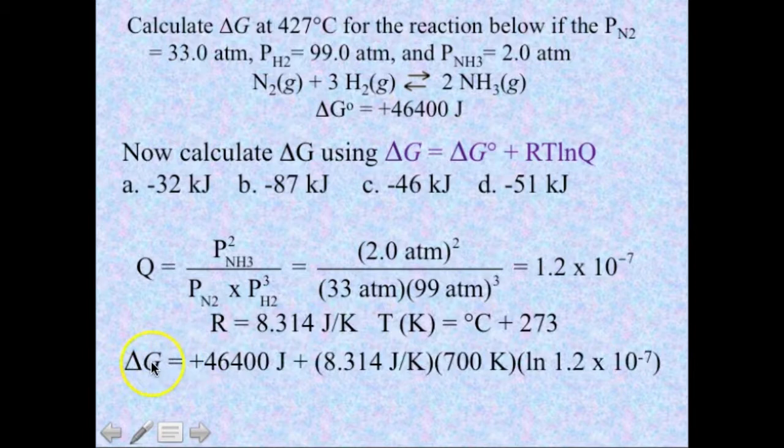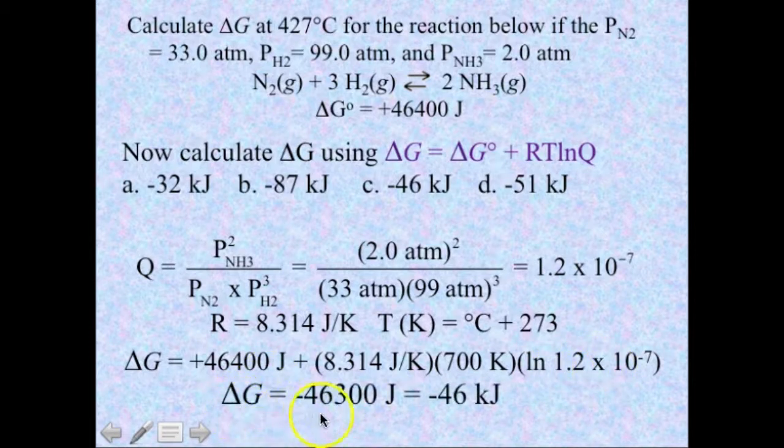So delta G under these non-standard conditions is 46,400 joules, that's delta G0, plus 8.314 joules per Kelvin, multiplied by 700 Kelvin, multiplied by the natural log of 1.2 times 10 to the minus 7. So your answer should be minus 46,300 joules or minus 46 kilojoules.